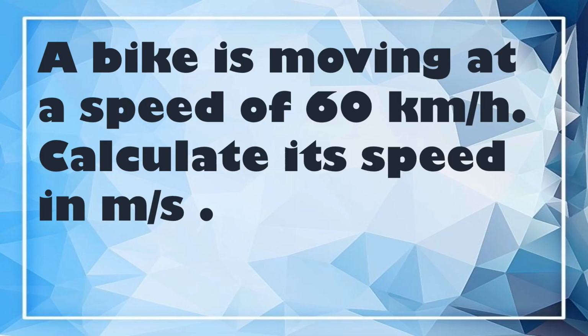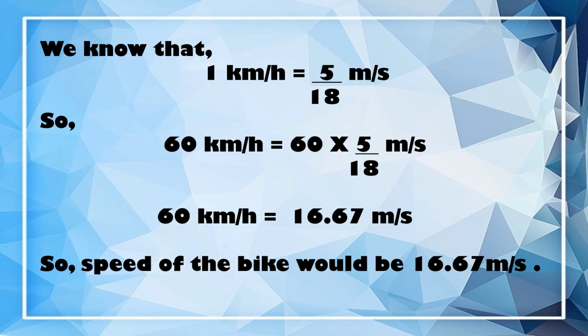A bike is moving at a speed of 60 km per hour. Calculate its speed in meter per second. We know that 1 km per hour equals 5 by 18 meter per second. So, 60 km per hour equals 60 multiplied by 5 by 18 meter per second. On solving this, you'll come to know that 60 km per hour is equal to 16.67 meter per second. So, the speed of the bike would be 16.67 meter per second.